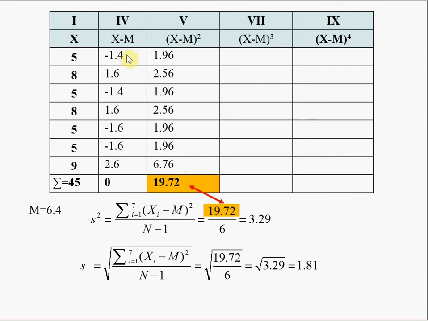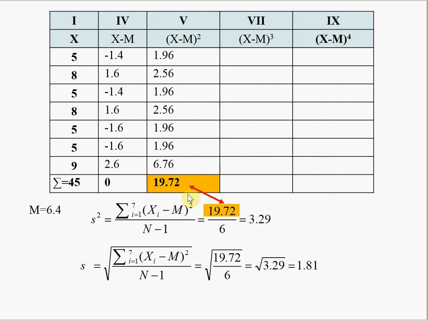So after we find deviations, we square all of them. Negative 1.4 squared is 1.96. It is positive. All the negative values, when you square them, will become positive. 1.6 squared is 2.56. You do the same for all individual deviations. You find the squared deviations for all cases. Then you find the sum. This is the formula for sample variance.